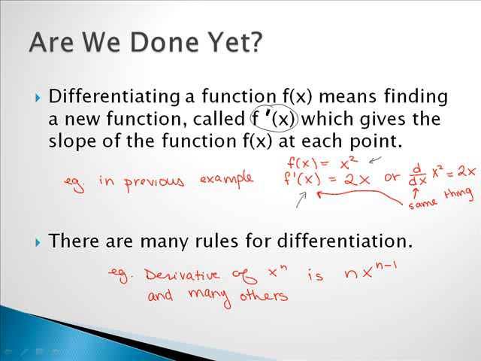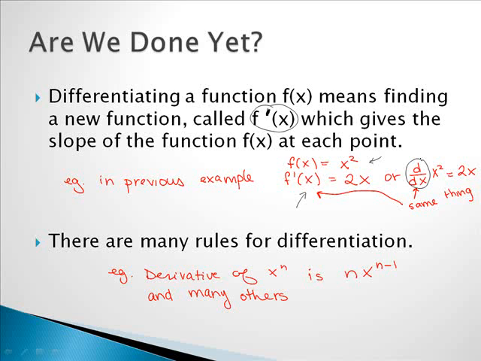Another way you might see that denoted, either by your professor or in your textbook, is through the notation d by dx out in front of the function. So d by dx of x squared is 2x. And what that d by dx means is, again, the process of differentiating, so finding the derivative.